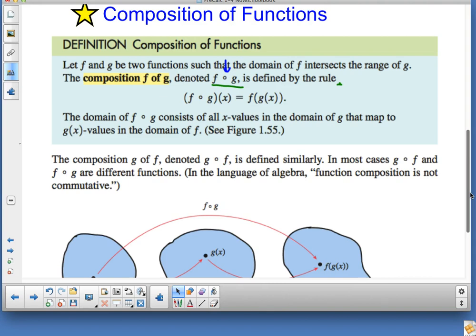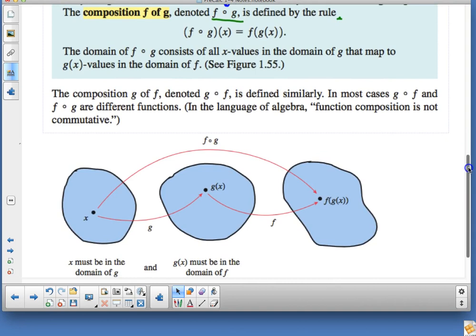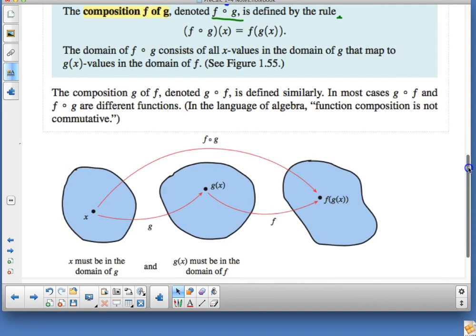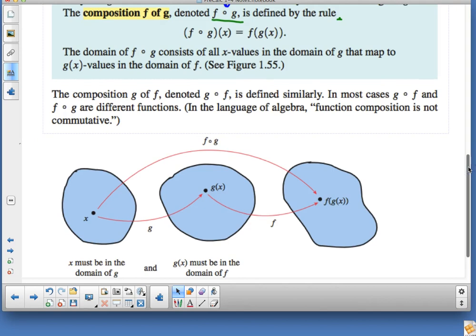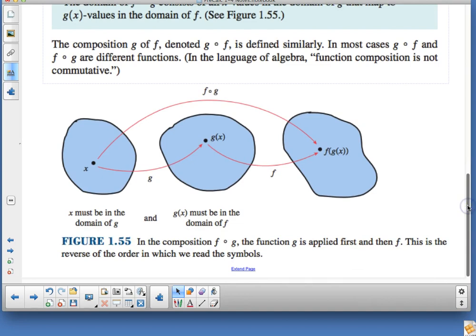The composition of g of f, denoted by that symbol, is defined similarly if we reverse it in a similar manner. In most cases, g of f and f of g are different functions. In the language of algebra, function composition is not commutative, but there's a property when they're the same type of function, and we'll get to that. x must be in the domain of g, and g of x must be in the domain of f, as we go through and talk about how we're putting it together.